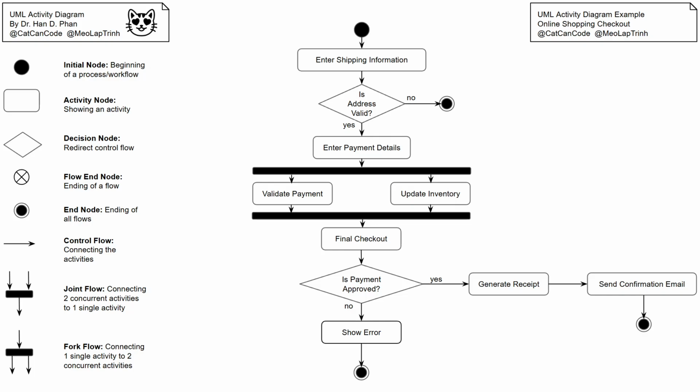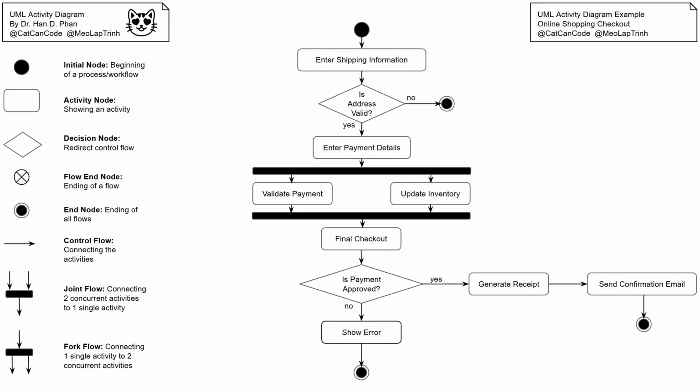So on the left side of the cheat sheet, you can see the essential elements in a UML activity diagram. The initial node indicates the beginning of a process or workflow. The activity node showing the activity. The decision node showing the control flow for redirecting the flow of your process. The flow end node to indicate the end of a particular flow. The end node, so the ending of all the flows.